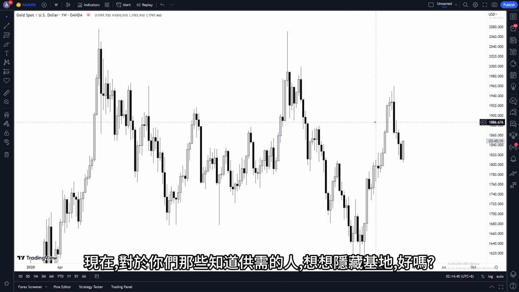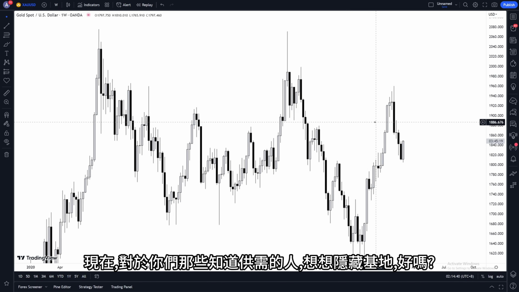For those of you who know S&D, supply and demand, how would you mark your hidden bases? You look for the kissing candles, correct? Let me find an example. You would mark something like this, kissing candles they call it.